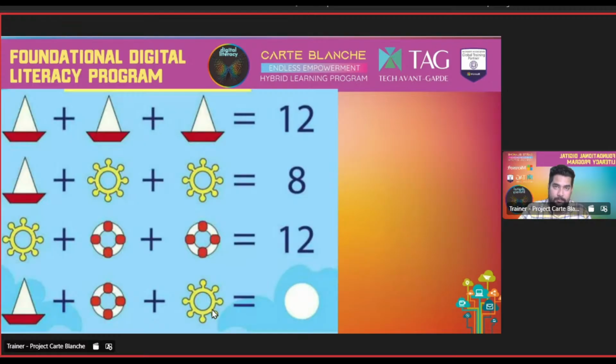So 4 plus 2 plus 2, right? That means 2 is the value of the ring. If we go to the ring plus 5 plus 5, that makes 12. So the red color ring has 5 as its value. Then we try to analyze this problem. The boat value is 4, ring value is 5, and big ring value is 2. So 4 plus 5 is 9, plus 2 is 11, and the final result is 11.